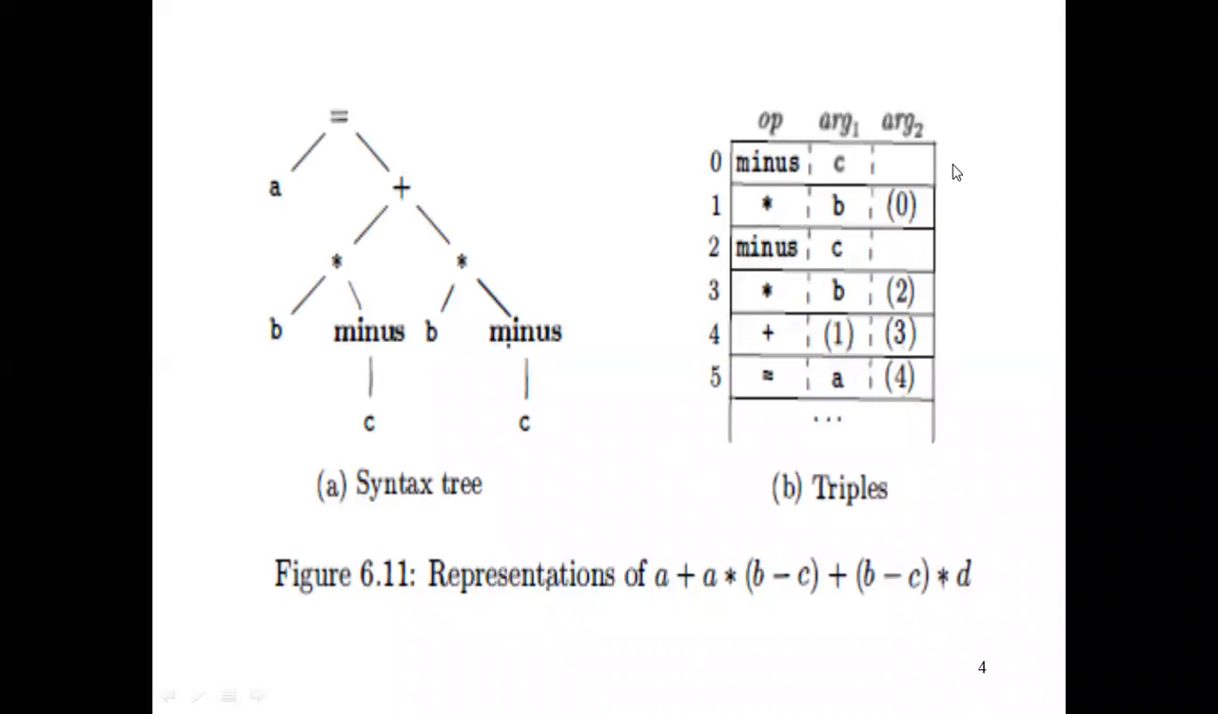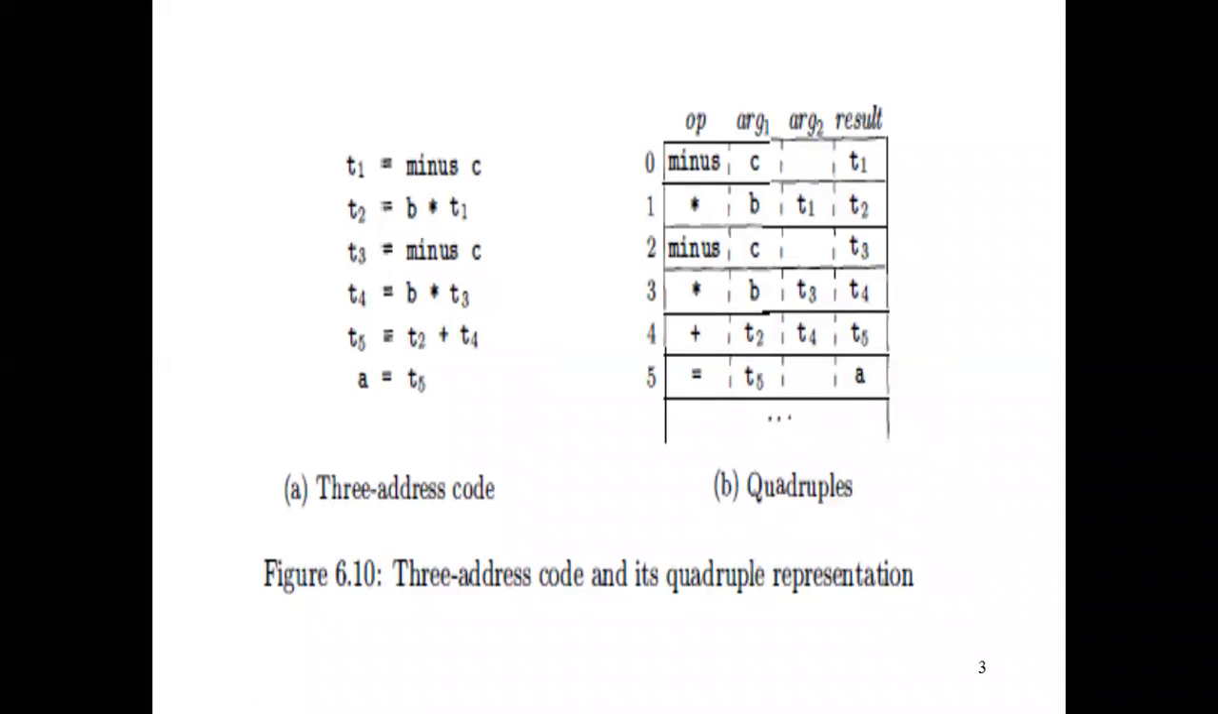Okay, no column for storing the result. Now come to line number 1. What is line number 1? Star, you can see B star T1. And here from the quadruples, just you can choose star B. And here another argument is T1. And the result will go into T2 in case of the quadruples.